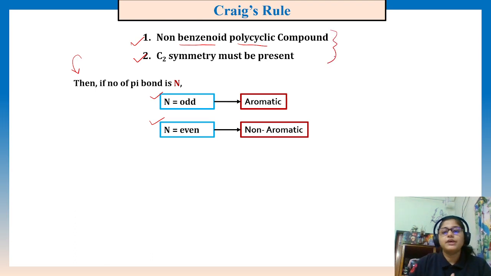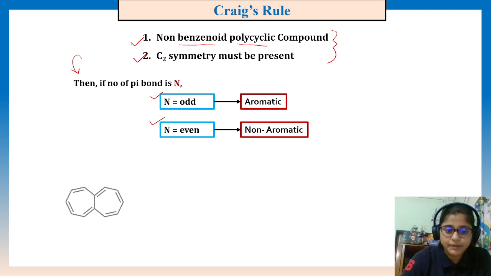We have to see the first two conditions. If the two conditions are followed, then only we have to count the pi bonds. According to the pi bonds, if it is odd, it will be aromatic. If it is even, it will be non-aromatic. Simple. Let's take an example.